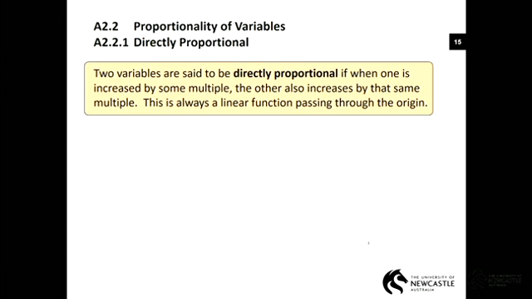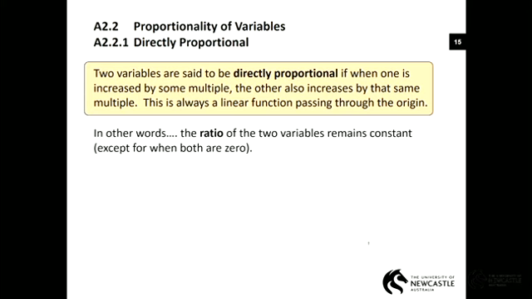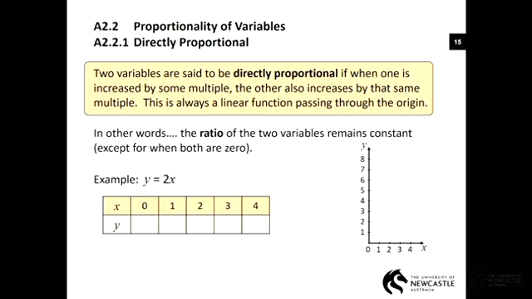So we'll start with the most basic one, which is directly proportional, the straight line relationship. Now, two variables are said to be directly proportional if one is increased by some multiple, maybe times 2, the other one increases by the same multiple, times 2. It's always a linear function, meaning a straight line passing through the origin. So if we look at something like y equals 2x, that's a function which says my y values are going to be 2 times my x value. So if my x value is 0, my y value is 0. And I can plot that point. That's the point x, y, 0, 0, which is right there, red dot at the origin.